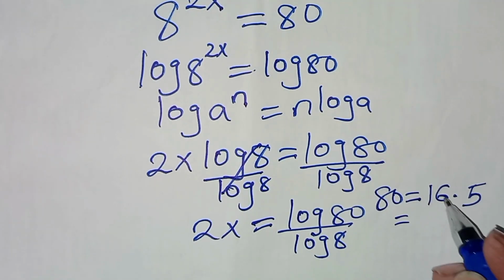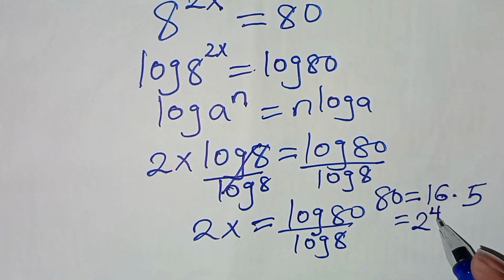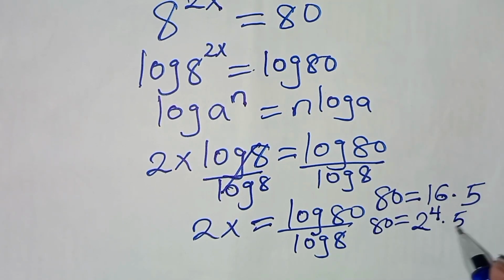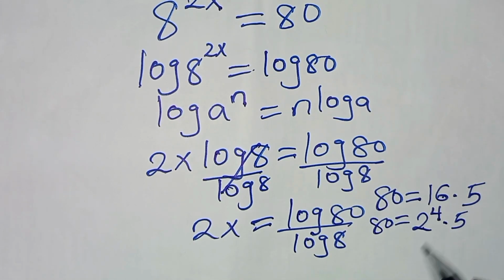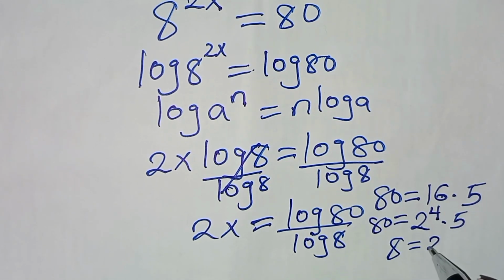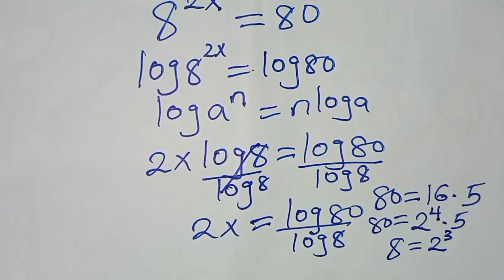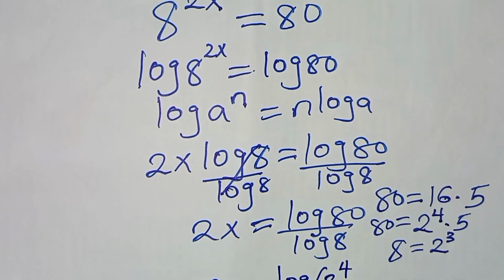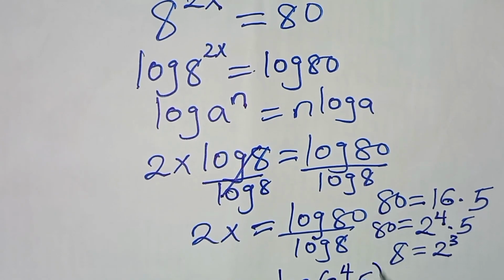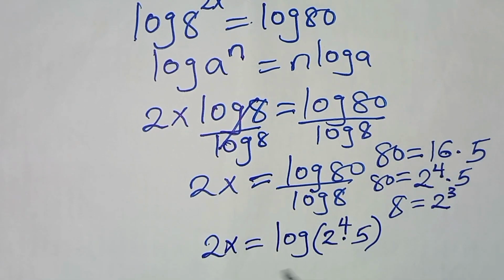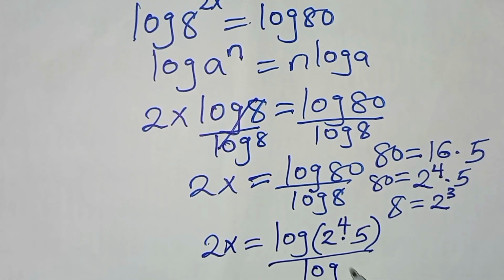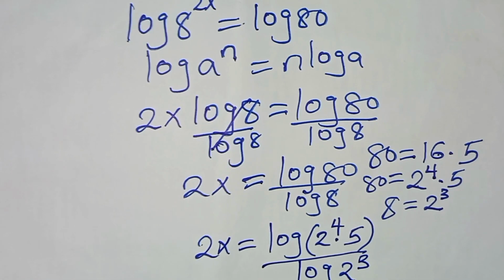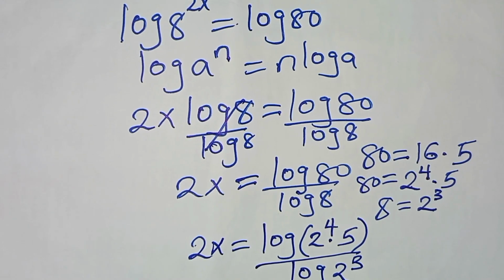And now we find that 80 can be expressed as 16 multiplied by 5, of which we can express 16 further as 2 to the power 4. That means that 80 can be expressed as 2 to the power 4 times 5, and we can express 8 as 2 to the power 3. So in this case, we'll have 2x is equal to log of 2 to the power 4 multiplied by 5, divided by log 2 to the power 3.